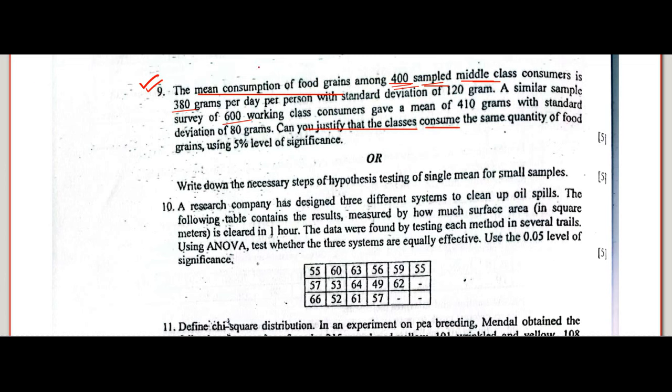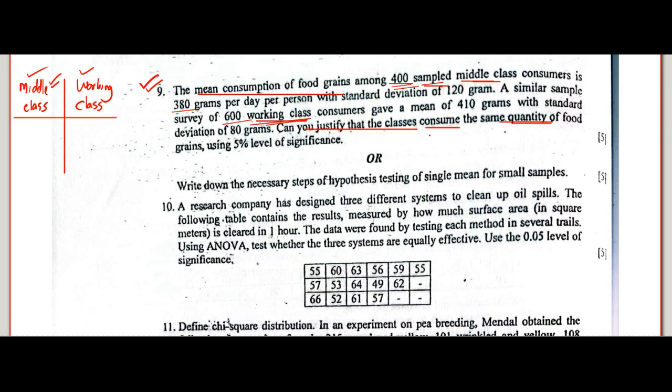So they are telling there are 2 different classes. That sounds a little bit weird. Middle class and working class. I used to think middle class people also used to work. Yeah, okay, let it be. So they're talking there are 2 categories, middle class and working class. And can you justify both?